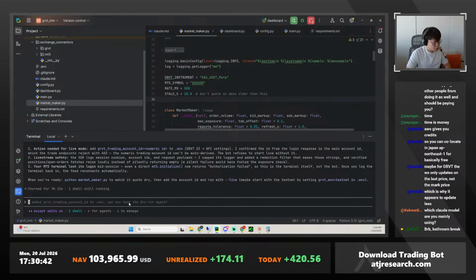So what are the rate limits on Gravity? I want to know how often I can refresh my orders.